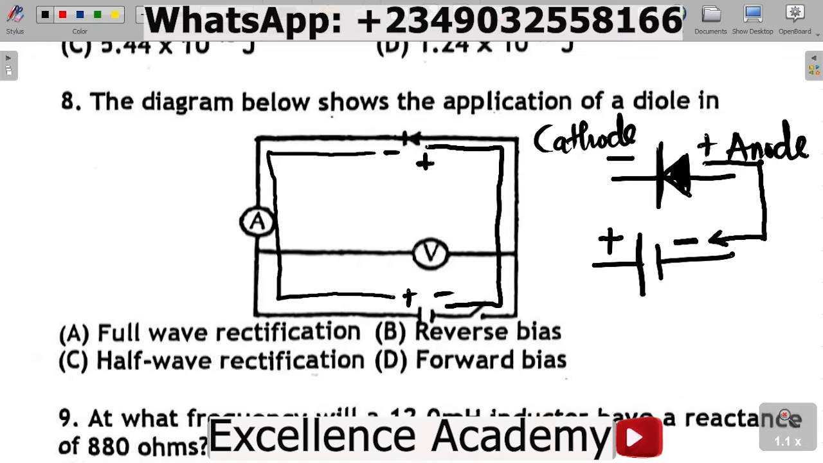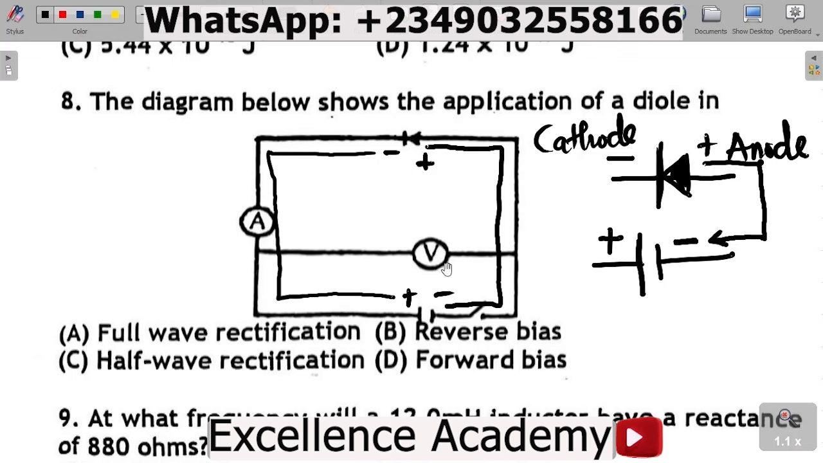So here's what you need to note. This diagram here shows the application of a diode in reverse bias, right? In a reverse bias, what happens is that the positive terminal of the diode, as you can see here, is connected to the negative part of the battery and vice versa. And this is for rectification. A resistive diode is needed, which is not in this diagram, right?